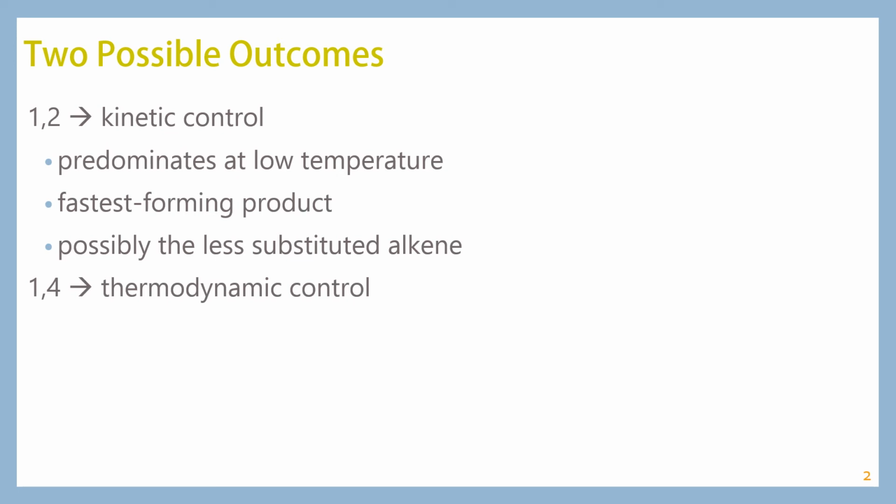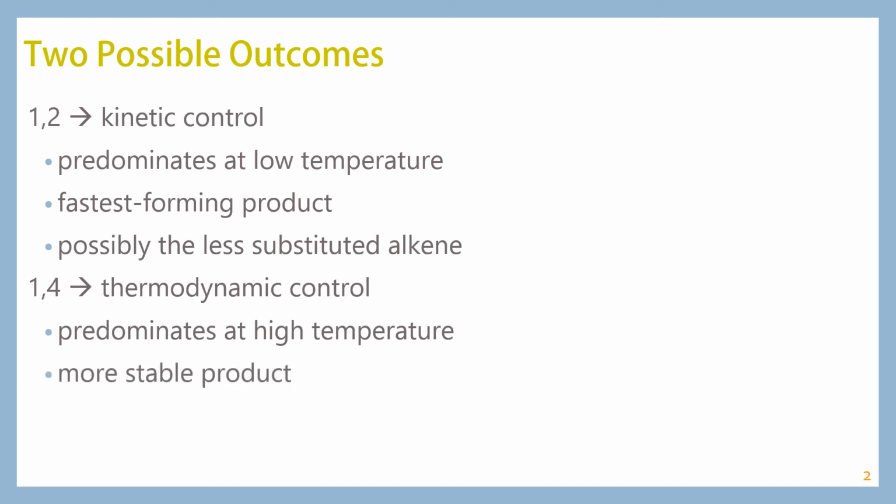If you end up with the 1,4 product, this is thermodynamic control, which is going to predominate at high temperature because you're going to give the system the energy required to go through that carbocation rearrangement. And you're going to end up with the more stable product, so you will probably end up with the more substituted alkene. Again, this is going to predominate at high temperature. So if you see something like 50 degrees C or higher, anything really indicating higher than room temperature, you're probably going to be favoring the 1,4 addition. That's the difference that you want to be looking for.